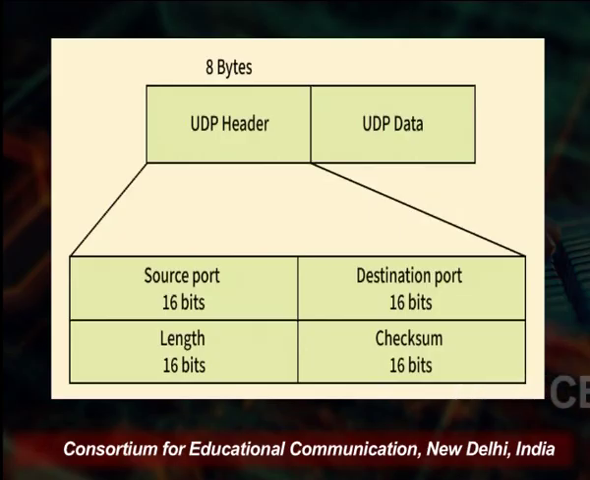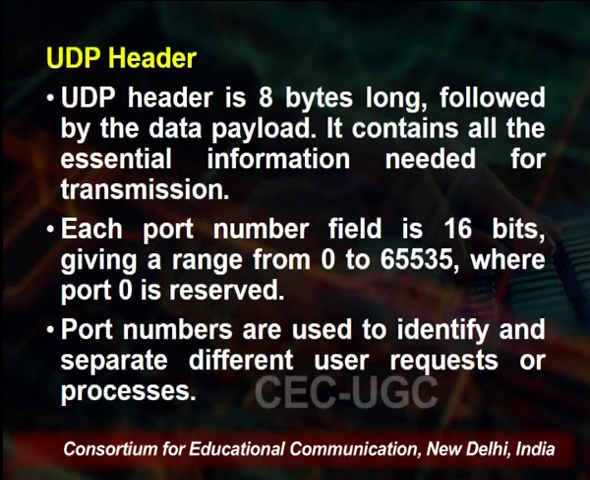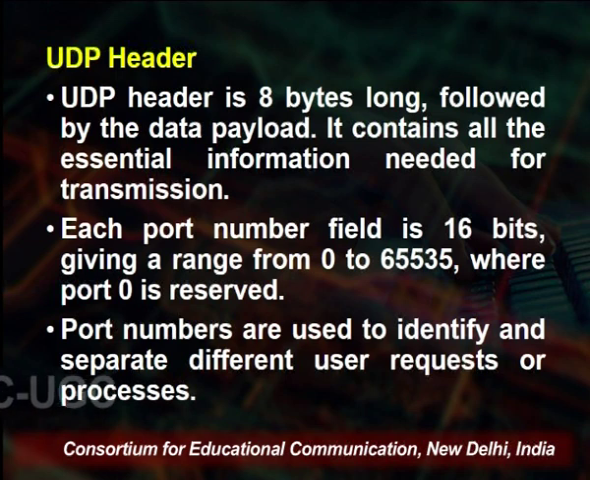Now, that UDP header is 8 bytes and it includes the source port number, which is encoded in 16 bits, and the destination port number, which is encoded in 16 bits. So, 16 bits for the length and 16 bits for the checksum. So, the UDP header is 8 bytes long, followed by the data payload, or simply the data.